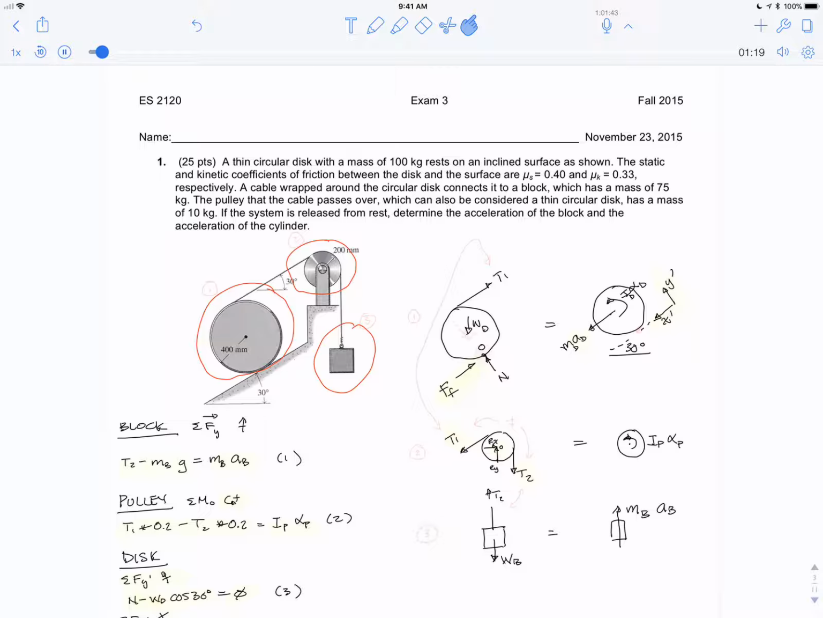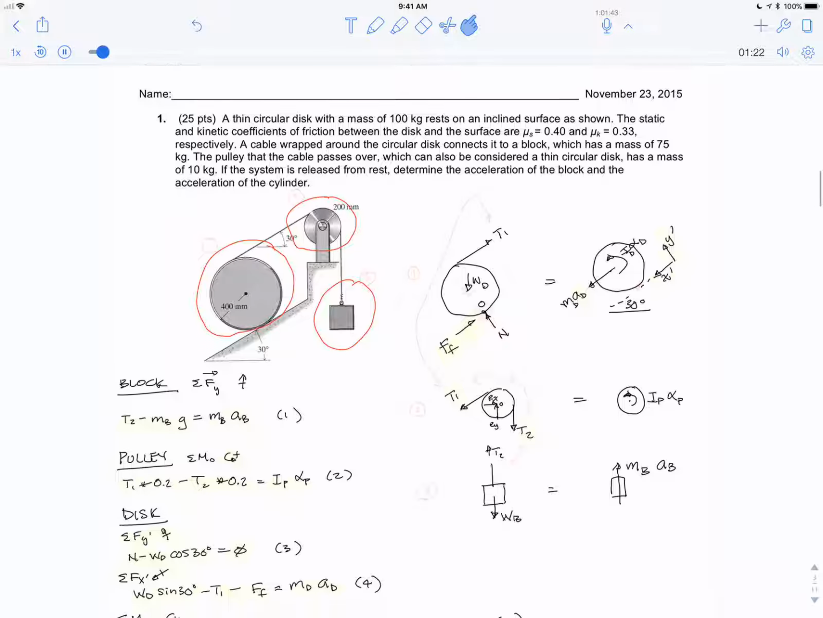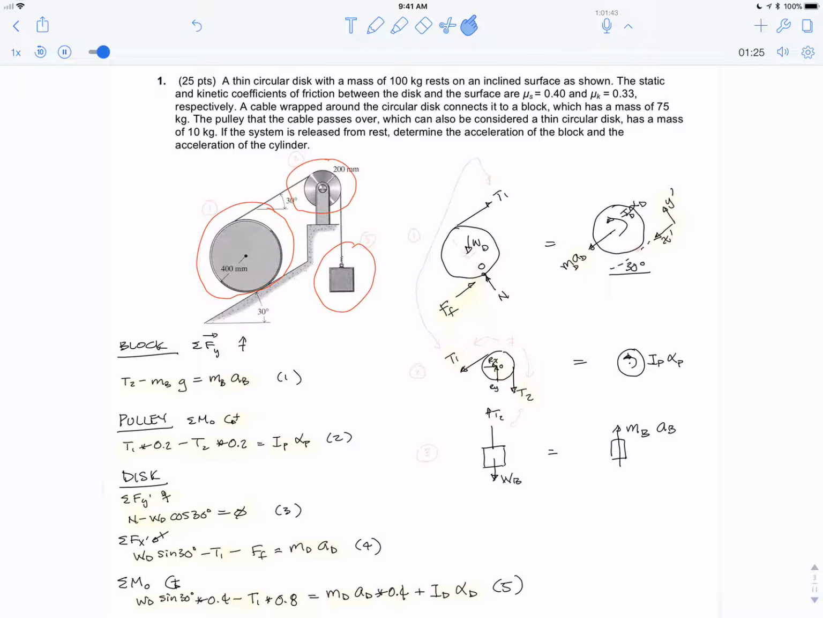Okay, so here's my solution to the first problem. This disc is 100 kilograms. The block is pretty heavy. It has a mass of 75 kilograms, and the pulley has 10 kilograms. And so we're going to have to take into account the disc.